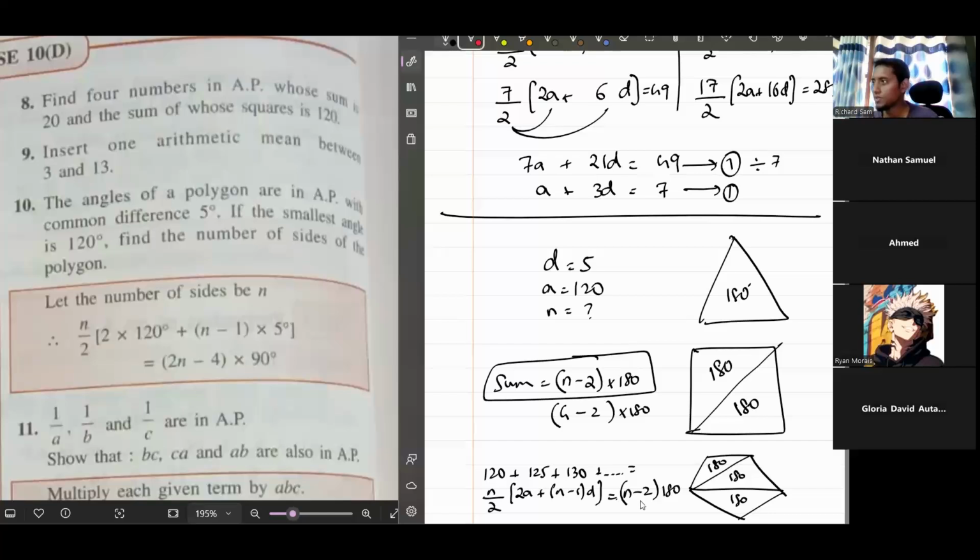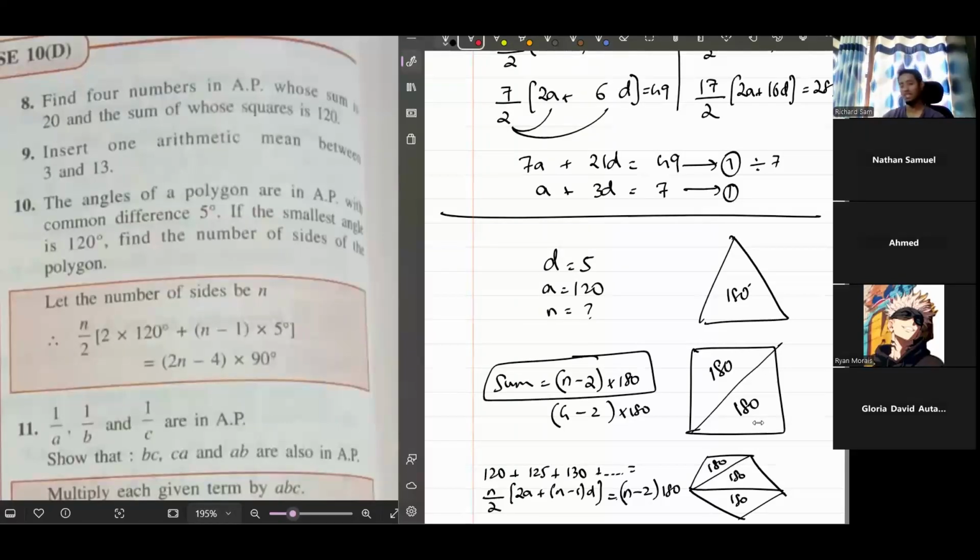You see two formulas for sum. The left side formula is from this chapter. The right side formula is to find the sum of angles of any polygon. That's what we derived, n minus 2 into 180. So in this we can substitute a, and we have d. So n is the only missing value. You can find n. You understand?